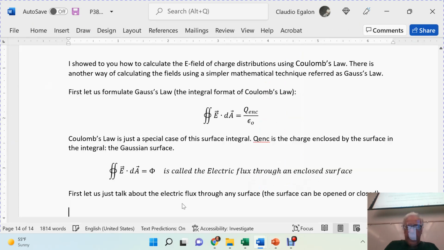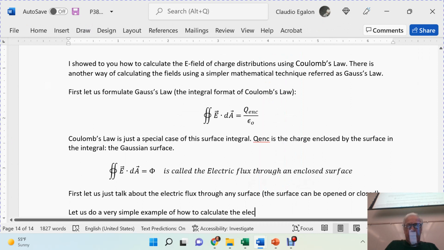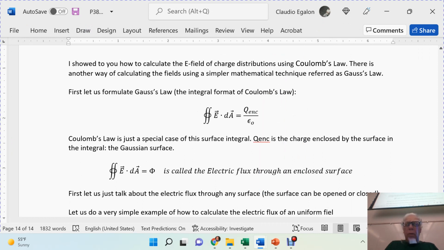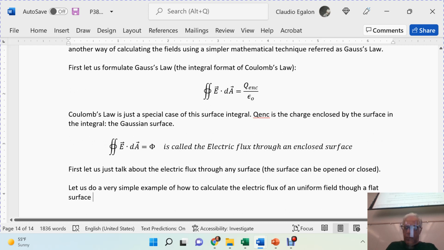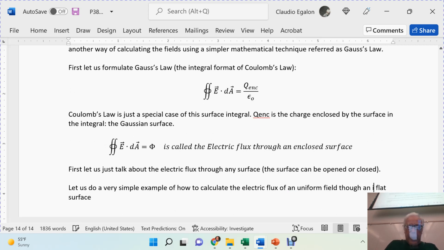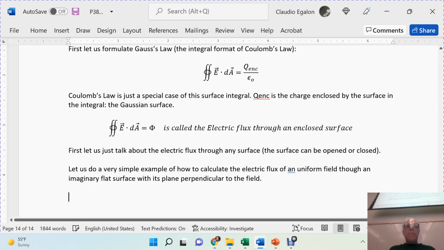Okay, so here you go. Let us do a very simple example of how to calculate the electric flux of a uniform field through an imaginary flat surface with its plane perpendicular to the field. Okay?